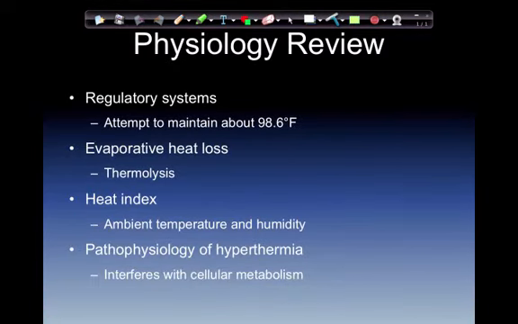So a physiology review. Regulatory systems attempt to maintain the body at about 98.6. And they're challenged by the external environment, depending on what the temperate condition is outside. Evaporation, heat loss, thermolysis: sweat reaches the surface of the skin and it evaporates in the atmosphere. It takes heat with it whenever it does this to give off heat, so to speak.